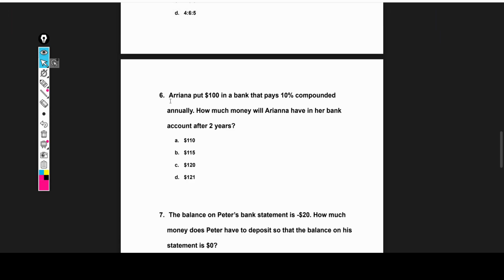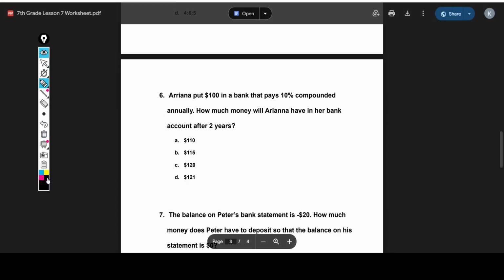And next, Ariana puts $100 in a bank that pays 10% compounded annually. So how much money will she have in her bank account after 2 years? Compounded annually means you get 10% interest, and then next year you get 10% again. On the first year you get 10% on the amount you have. The next year you get 10% on the new amount you have. So $100 will become a little bit more than 100, and then you'll compound another 10% to get even more money.